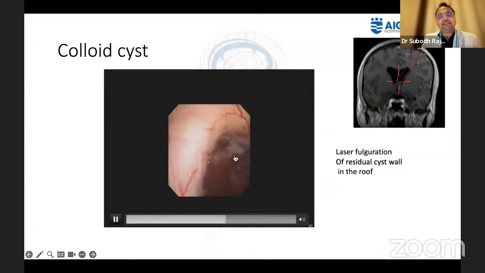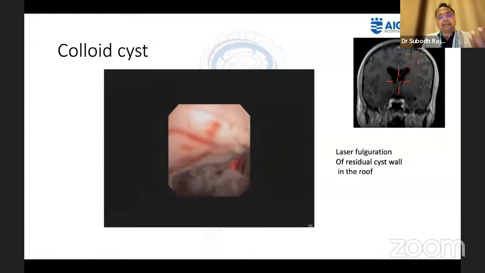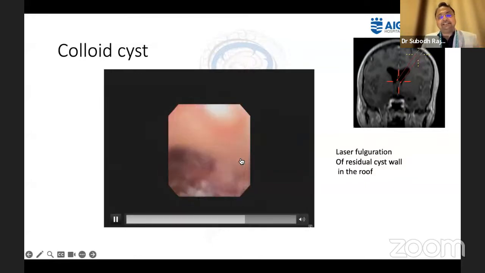So if anything is seen with the flexible scope, we fulgurate it. After we fulgurate it, it becomes a scab type of thing, coagulated material, which is easily removable. You don't have to really pull anything in these cases. Once you fulgurate it, it becomes dry and scab type, and you can just remove it with the forceps. You don't have to do anything on that.